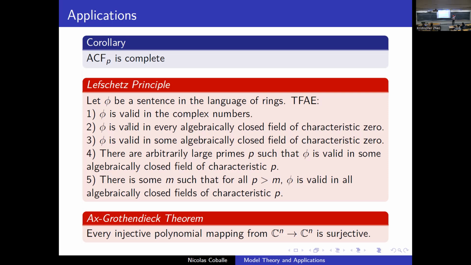Every injective polynomial mapping is surjective. This is just the algebraic closure of FP, the finite field of characteristic P, with P elements. And the proof is just this.